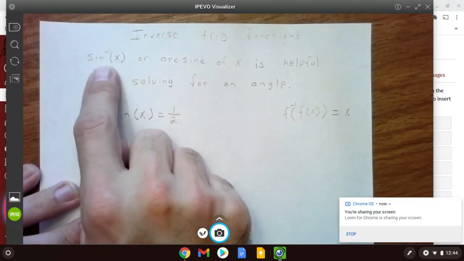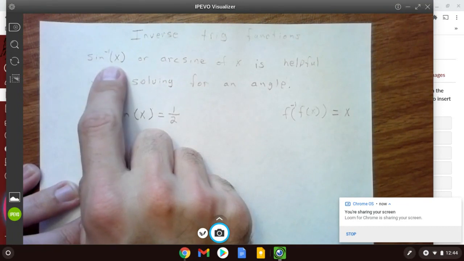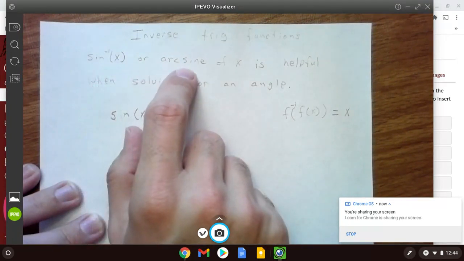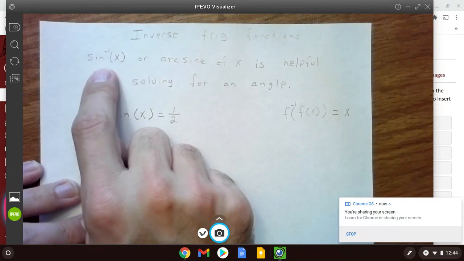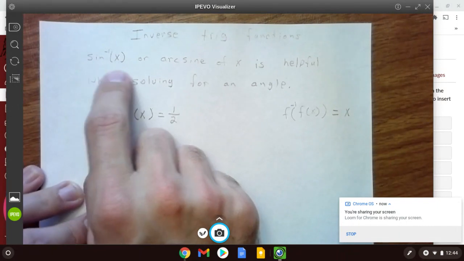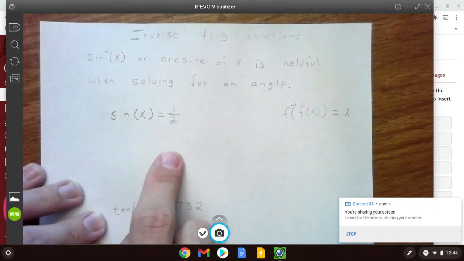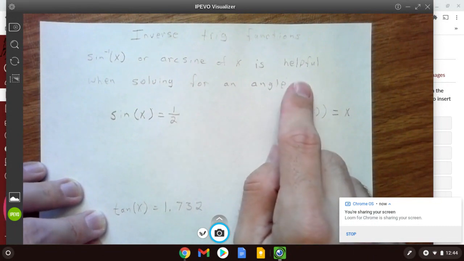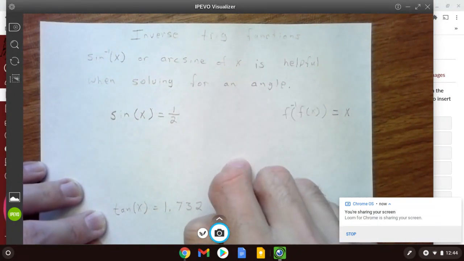All right, so this is called sine inverse of x, or you can call it arc sine, or you could say inverse sine of x. Lots of different ways to say it there. But it's going to be helpful when you're solving for an angle.